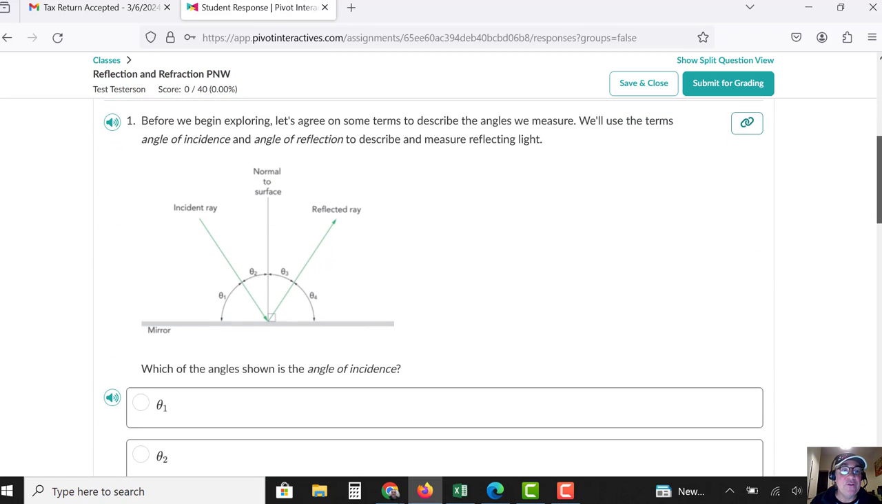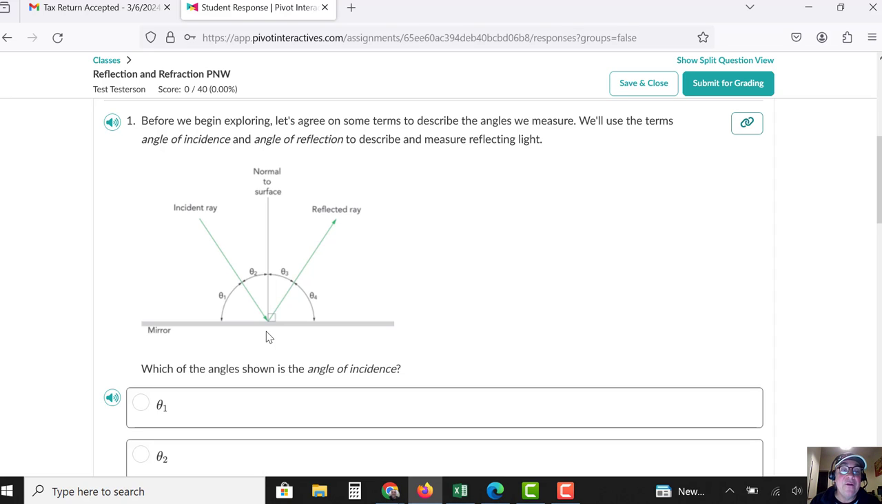So you see in this picture here, here's an incident ray of light coming this way. Here's a reflected ray of light. So the first part of the lab deals with reflection. So remember that all of these angles are measured to the normal. So if this is a mirror, here's 90 degrees to the mirror. So normal to the surface means at 90 degrees to the surface.